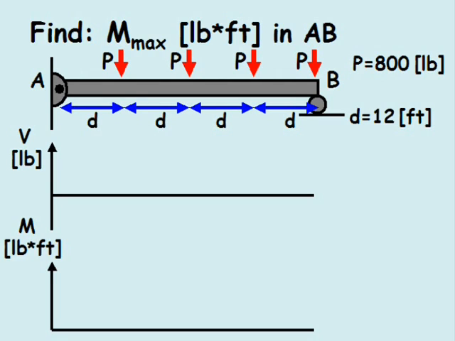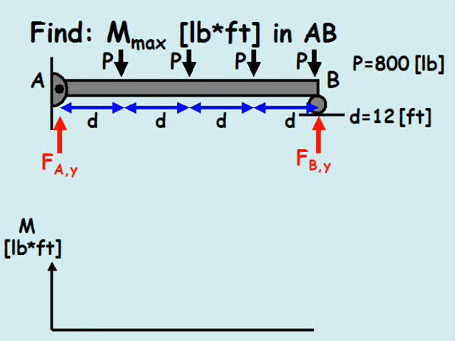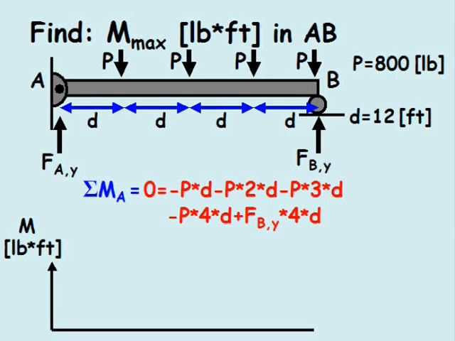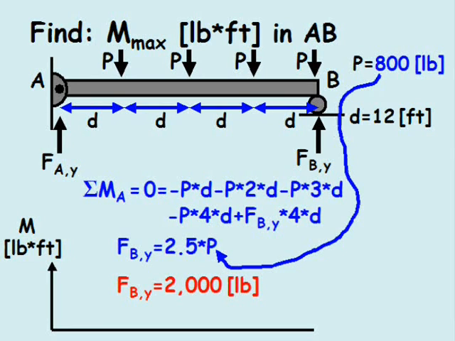To sketch the shear diagram, we first need to determine the vertical reaction forces at joints A and B. By summing the moments about joint A and setting the value equal to 0, the vertical reaction force at joint B equals 2.5 times P, or 2,000 pounds.